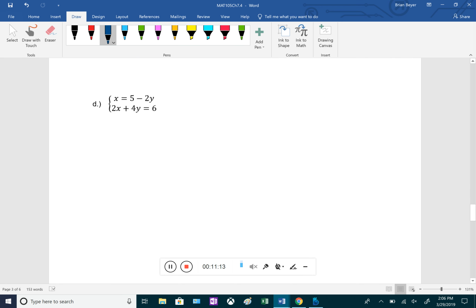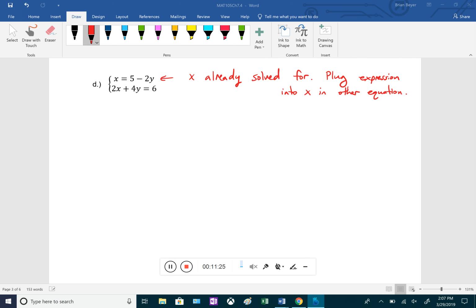Okay, next one. x equals 5 minus 2y, and 2x plus 4y equals 6. We actually already have x solved for right here, so we can plug the expression 5 minus 2y into this x in the other equation. So we have 2x plus 4y equals 6. This one was a little bit easier because we didn't have to solve for one. It was already solved for.